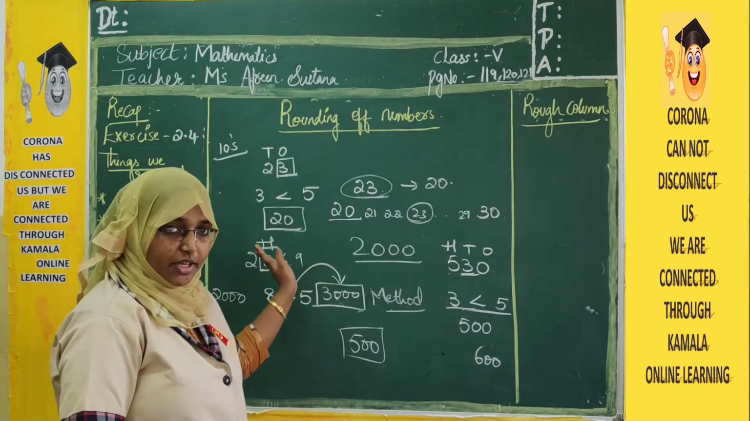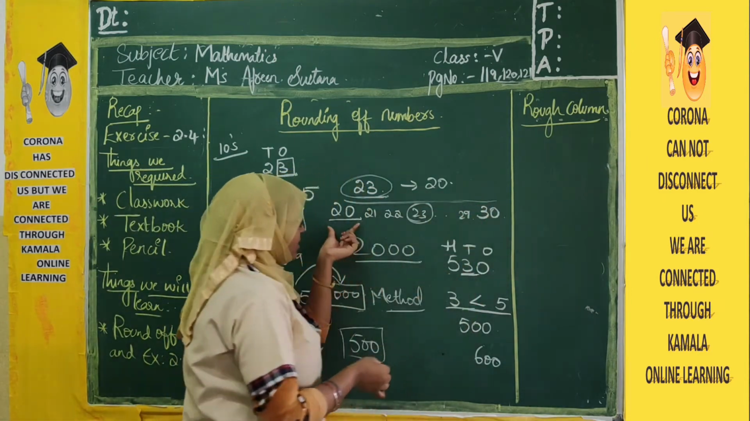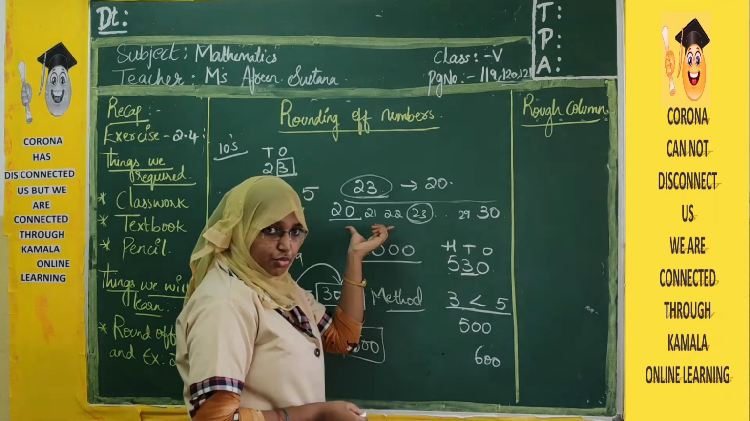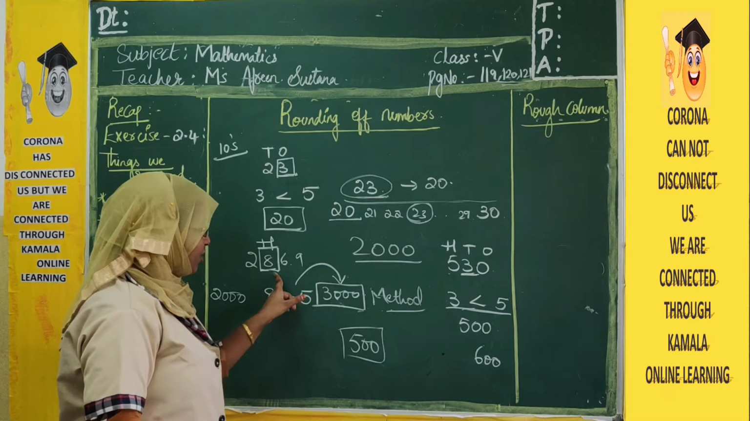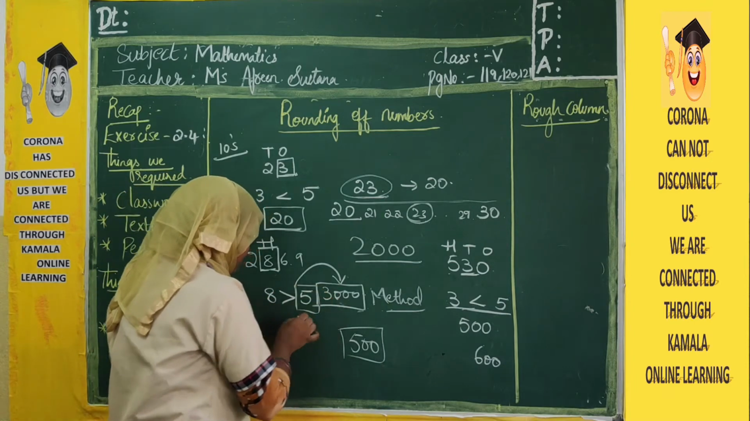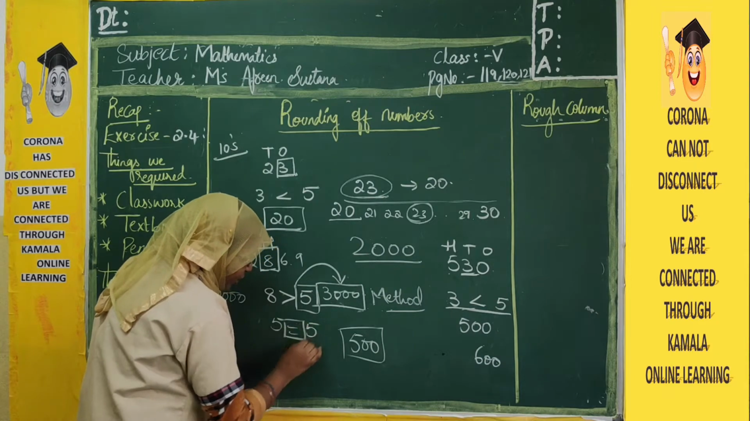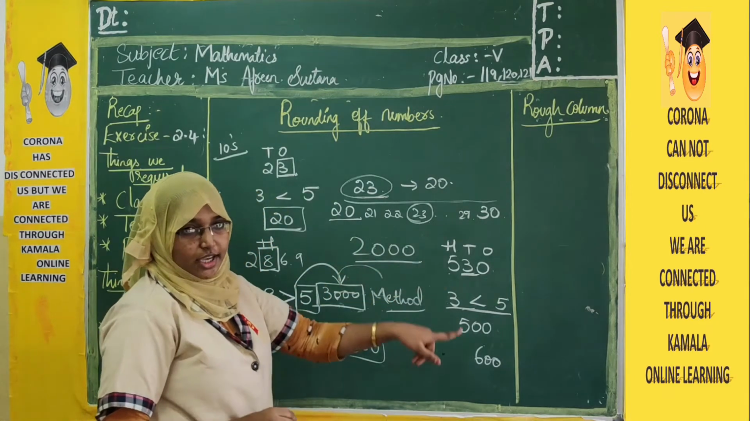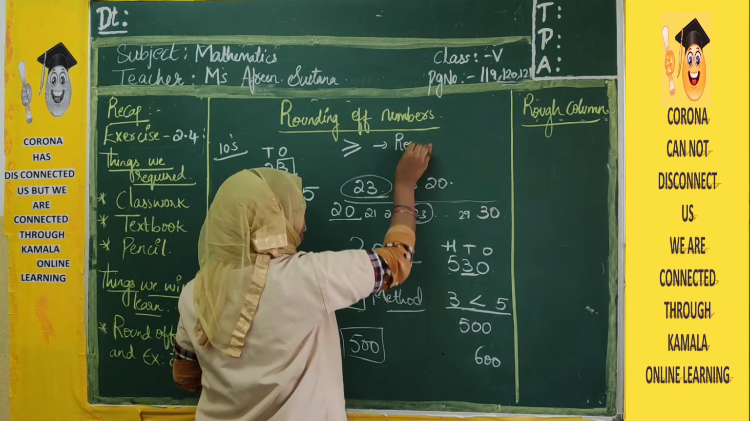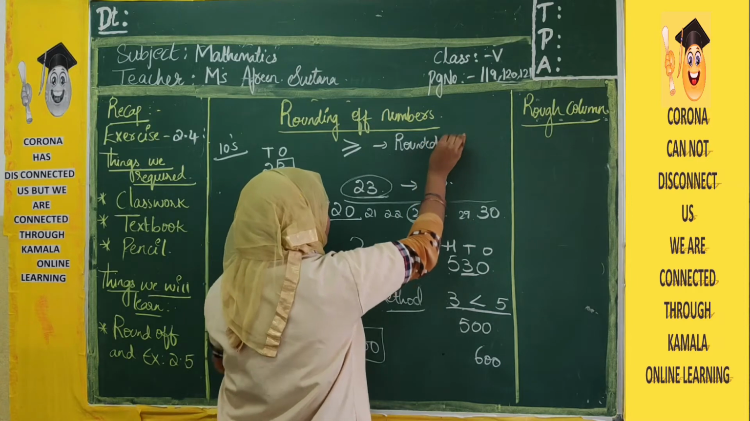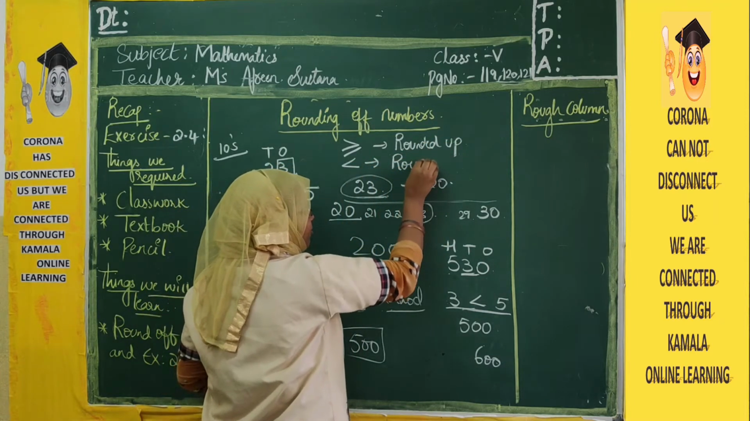The first method is the number line method, where we will write the number. Now we will draw the number line and we will write the given number. It lies in between which two numbers, and we will round off. Second is the shortcut method, where we will compare the digit with 5. Supposing it is equal, 5 is equal to 5, then also we will round up, on the right side. Greater than or equal to means we will round up. If it is less than, then we will round down.